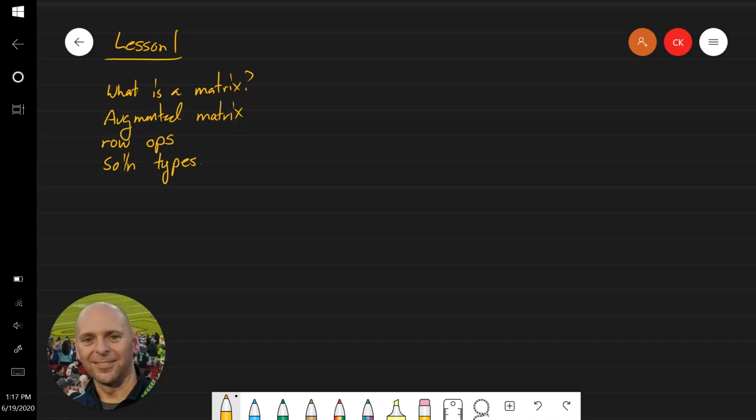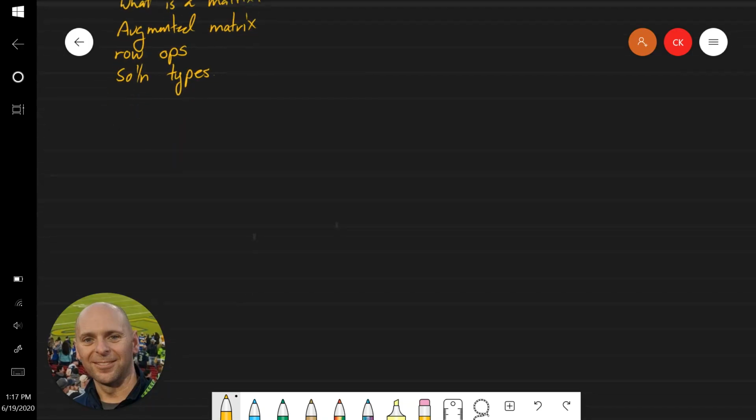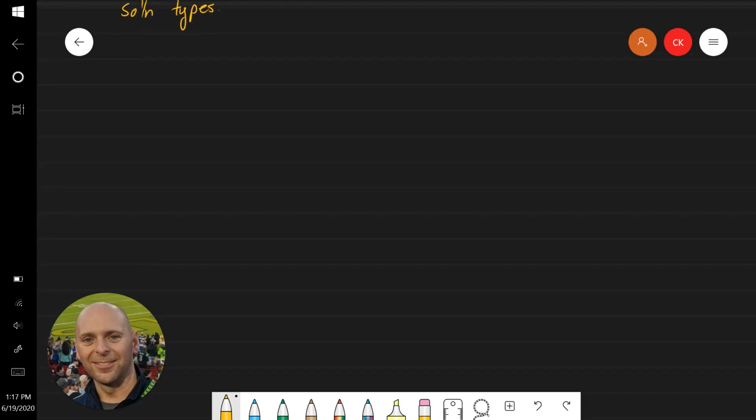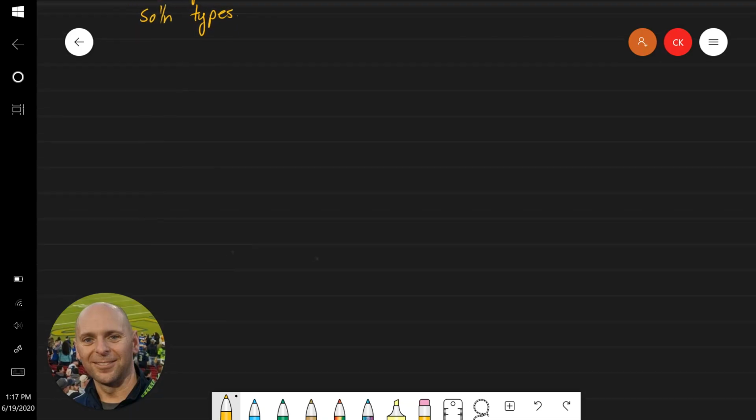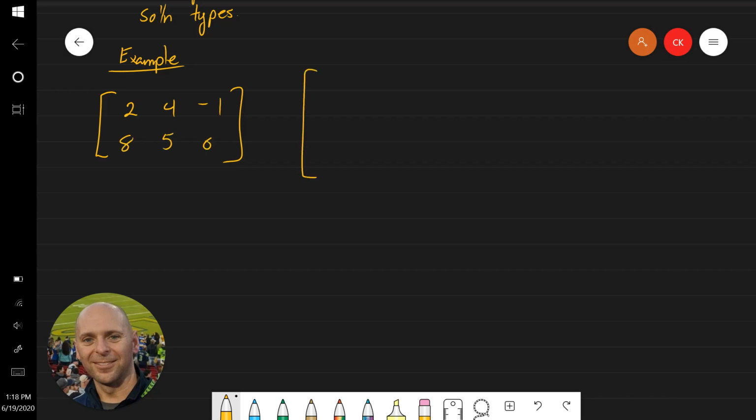So let's take the first part of this. What is a matrix? By definition, a matrix is just an array consisting of numbers called elements that are arranged in rows and columns. And this is probably best illustrated just by example. So I'll write out just a few possibilities. And then we'll talk about some terminology that goes along with these.